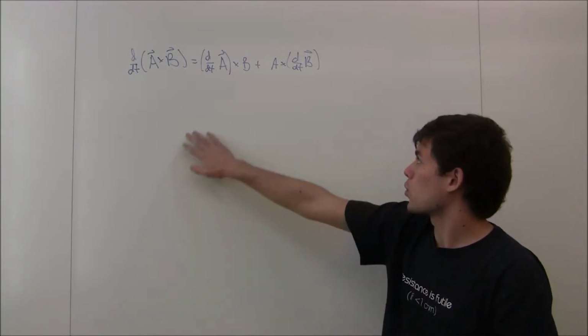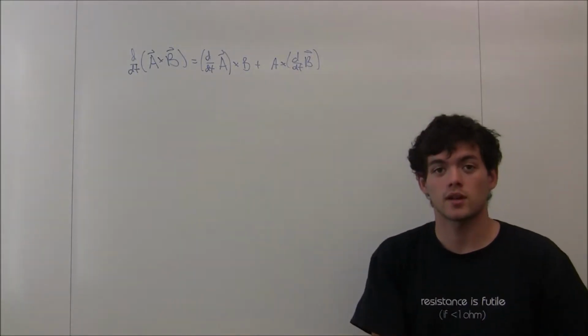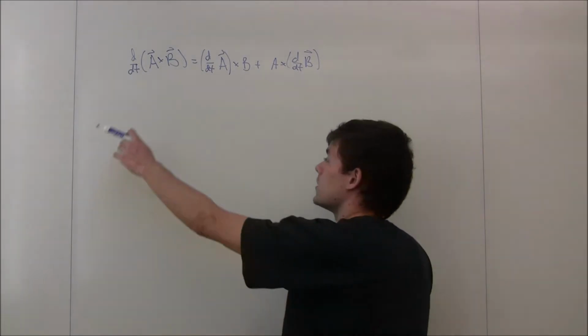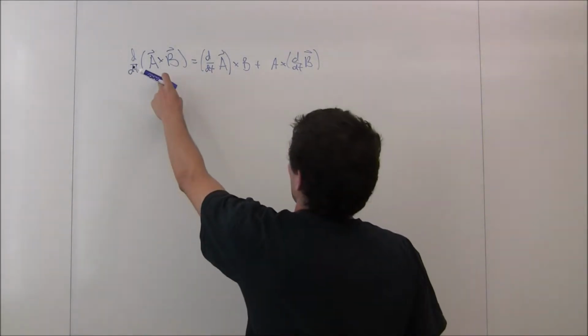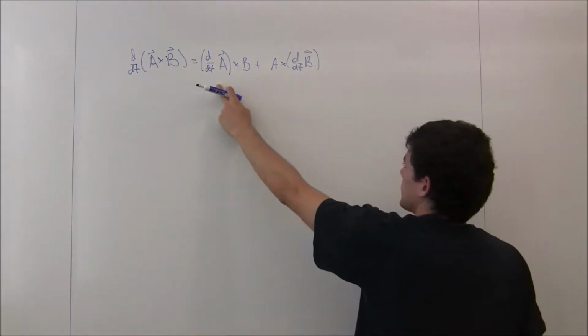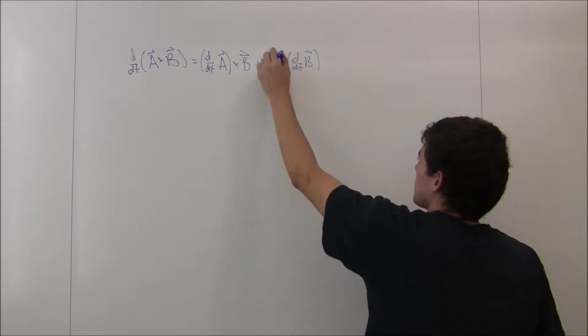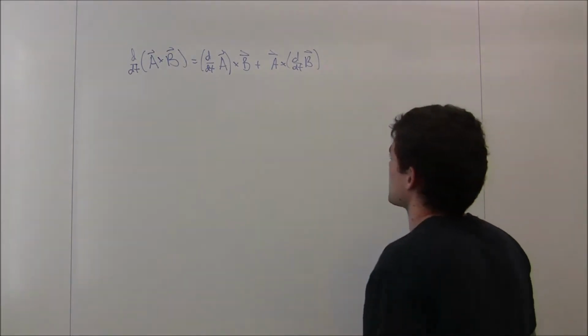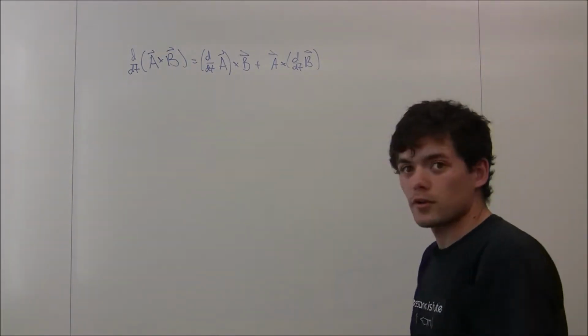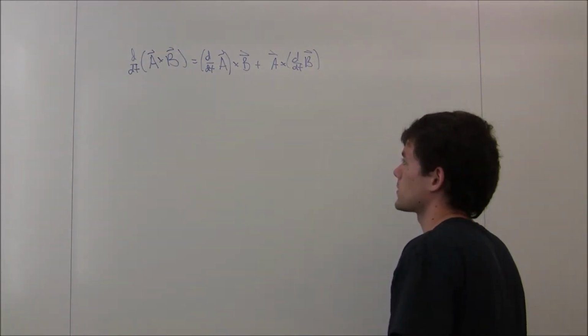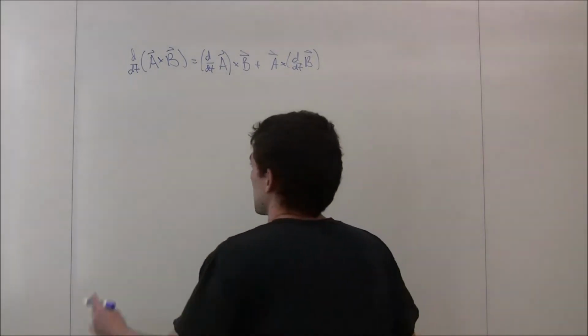So in this problem, we're asked to prove this relation about cross products. The derivative with respect to time of A cross B is equal to the derivative with respect to time of A cross B plus A cross the derivative with respect to time of B. So in order to do this, I'm going to first separate A cross B into its components.